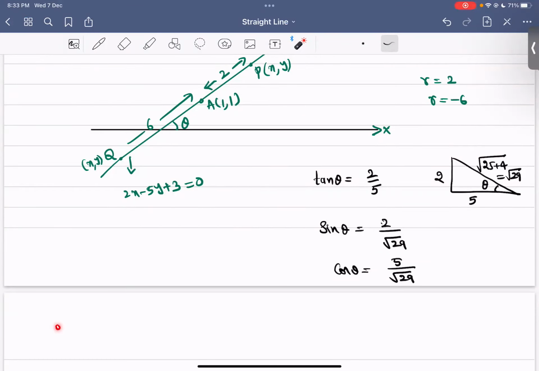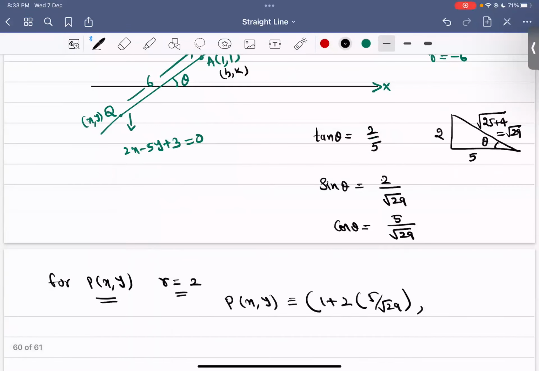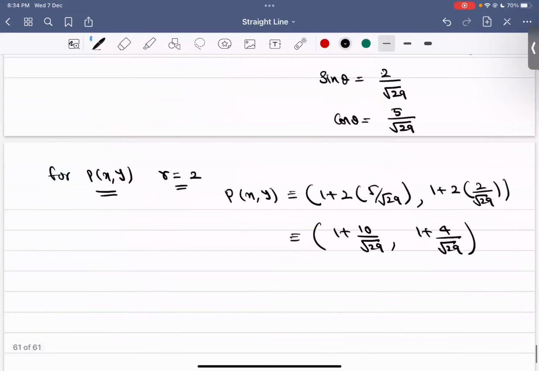Now we will write the coordinates of P and Q. For P(x, y), r is equal to 2 units. Therefore, how can you write the P(x, y) coordinates? It is h plus r cos theta. h is the fixed point, this is (h, k), the fixed point coordinates. h plus r cos theta: r is 2, cos theta is 5 by root 29, comma k plus r sin theta. So k is also 1 here. r is 2, sin theta is 2 by root 29. So P coordinates are 1 plus 10 by root 29, comma 1 plus 4 by root 29. So these are the coordinates of P.